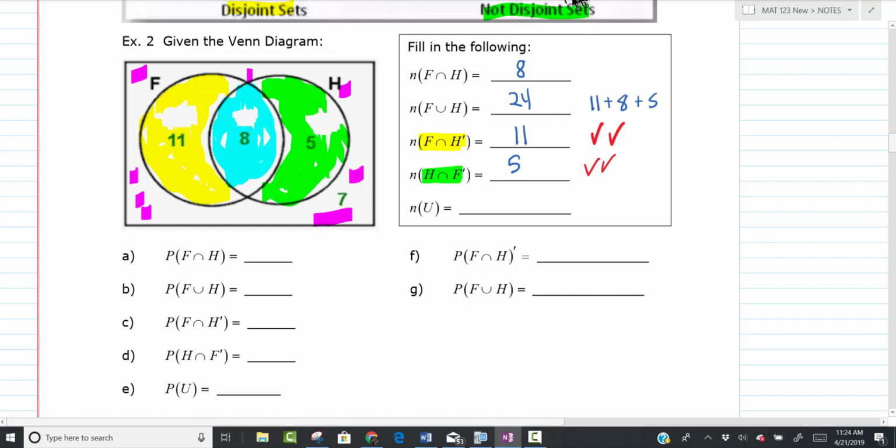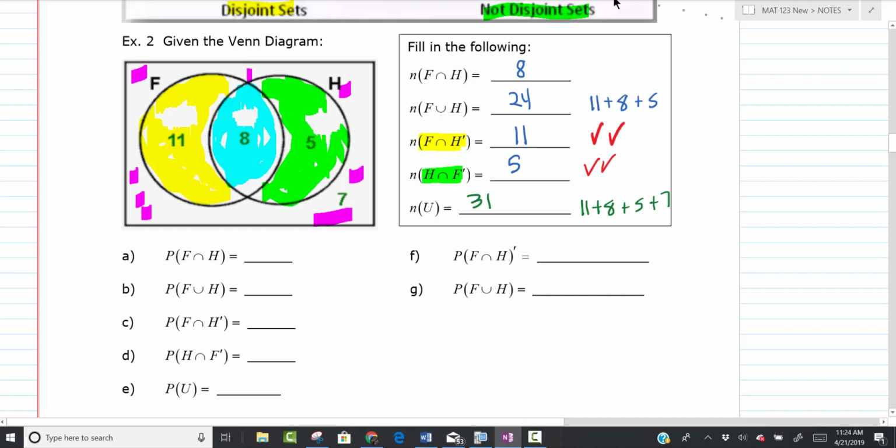Now, what's the universe? The universe is everything together, so you'd have 11 plus 8 plus 5 plus 7. You work that out, that should be 31. So you want to know what those sets are in that Venn diagram.